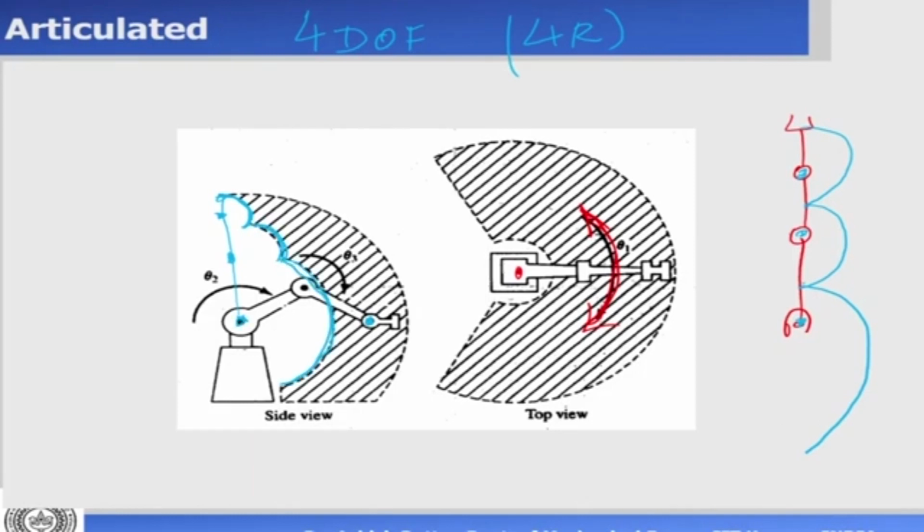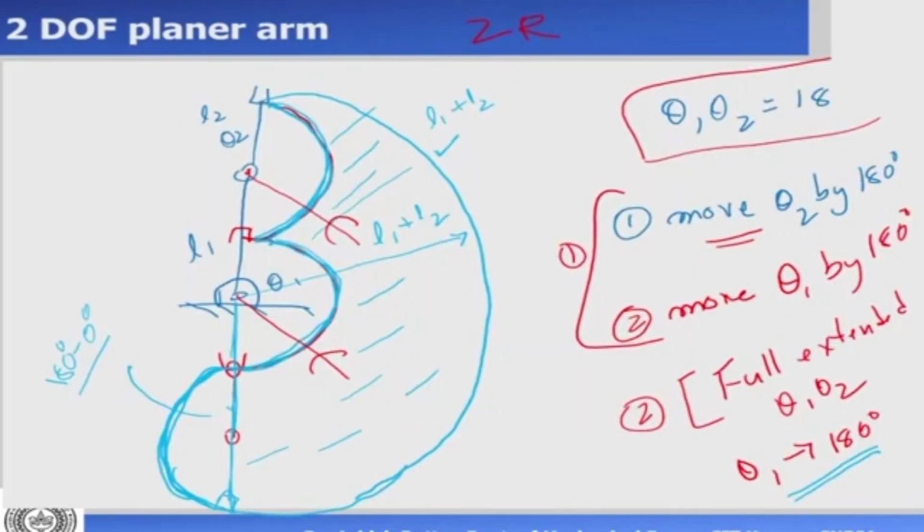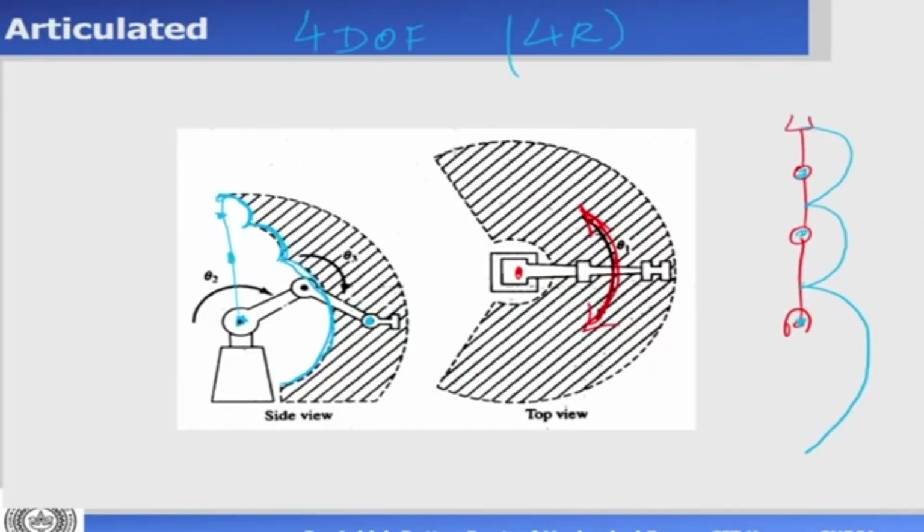How many curves did we get? Three curves. So there are 3 degrees of freedom. We got 3 curves. In the previous case, there were 2 degrees of freedom, and we got 2 curves. So here I have 3 degrees of freedom, and it is giving us 3 curves on the plane.